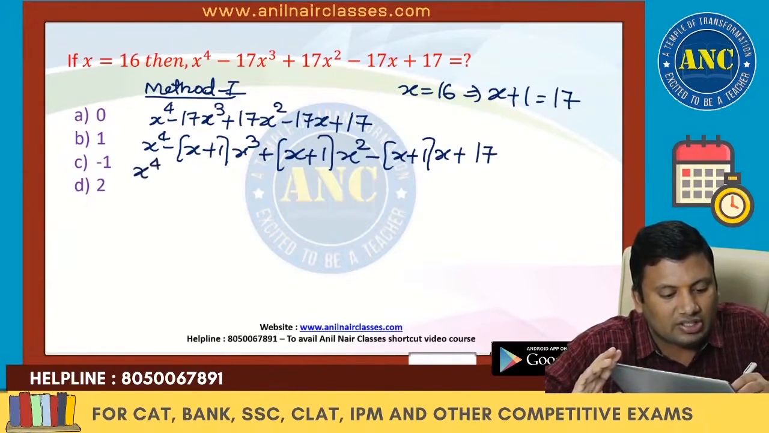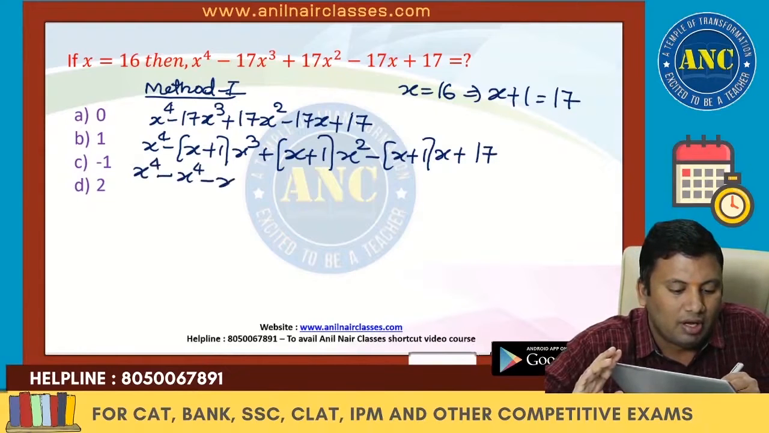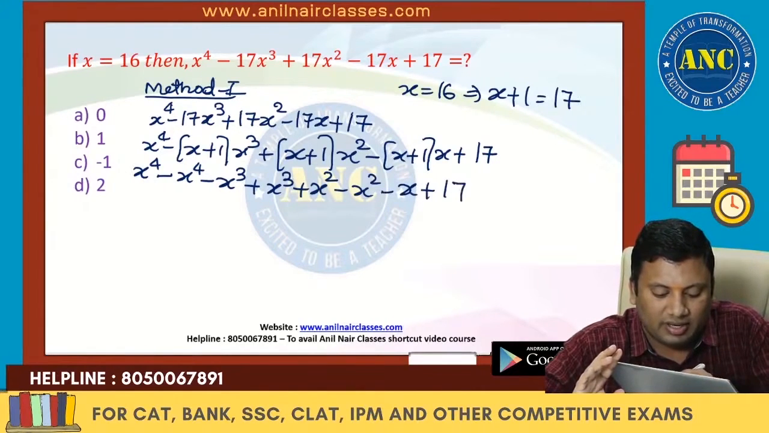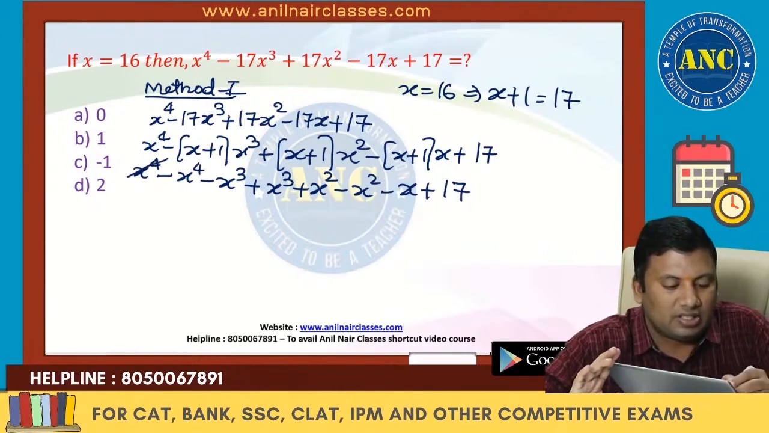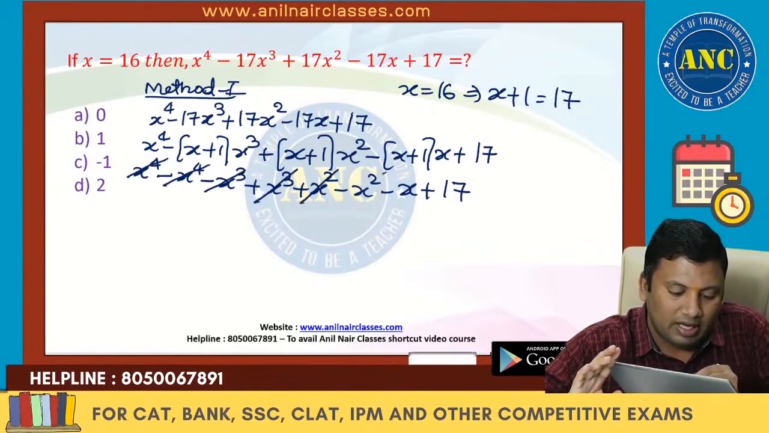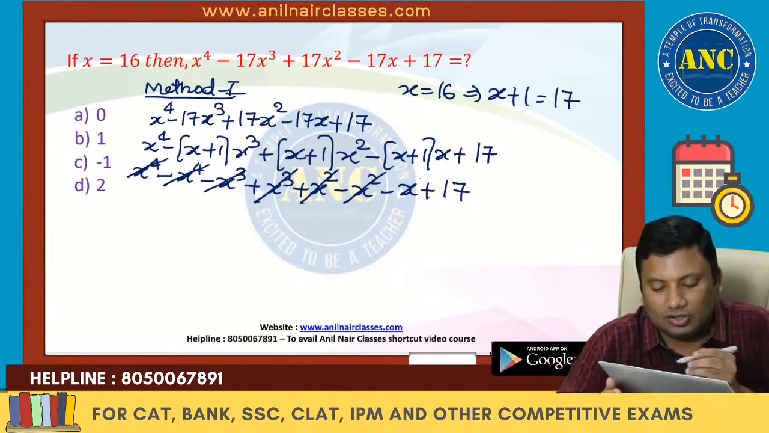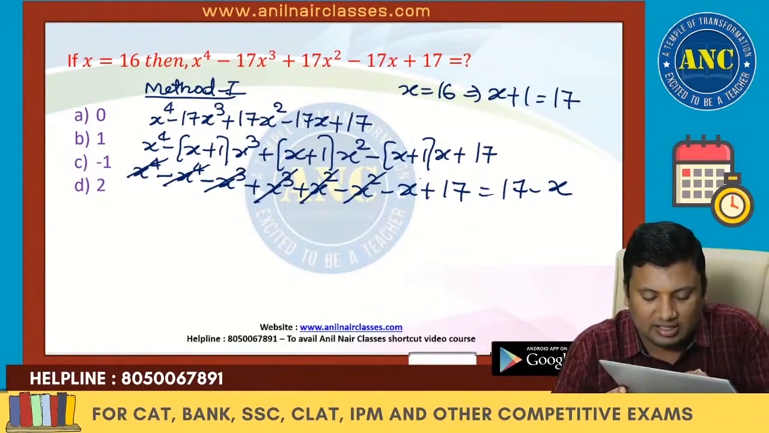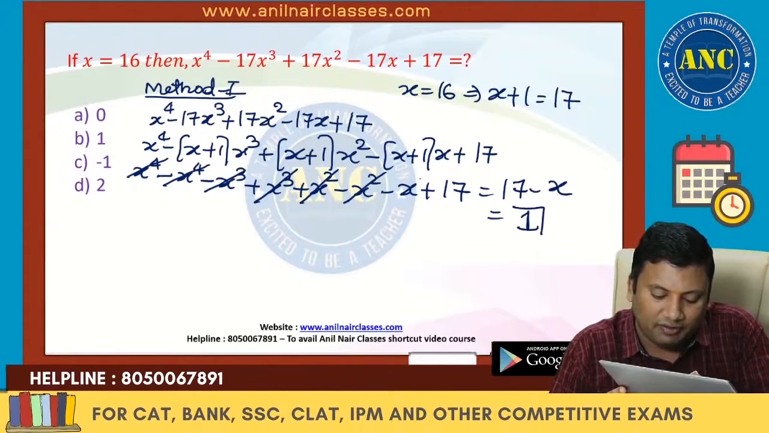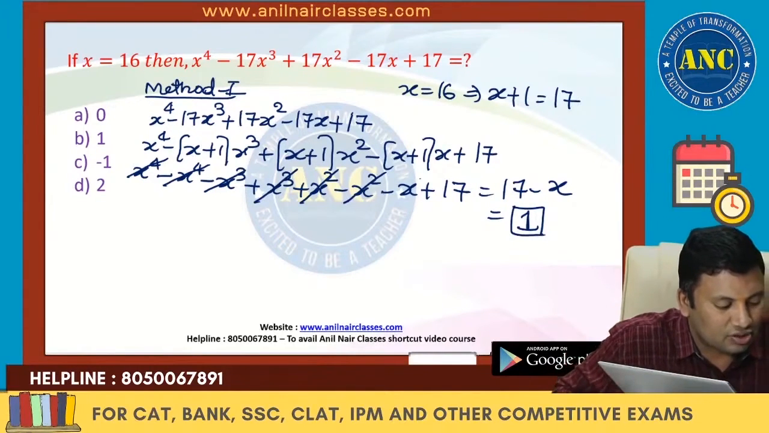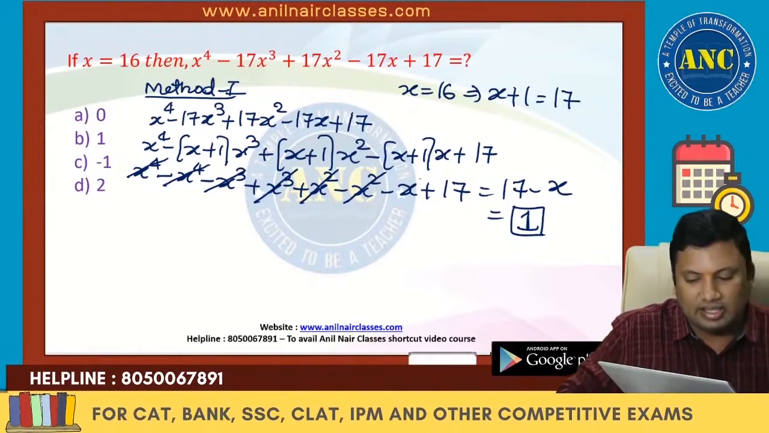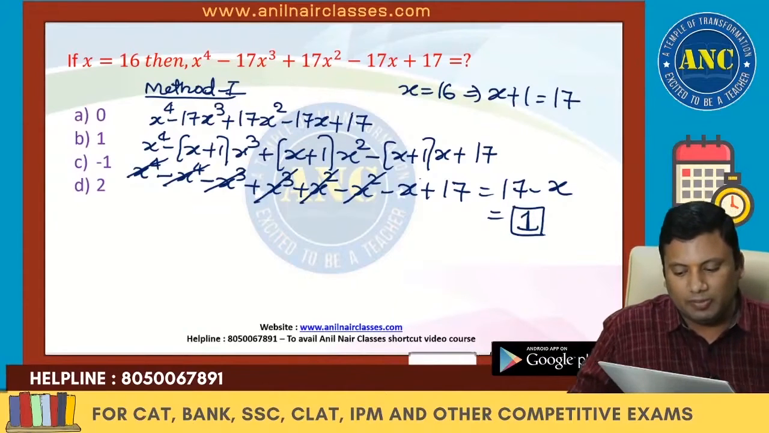These are nothing but x power 4 minus x power 4, minus x cube plus x cube, plus x square minus x square, minus x plus 17 minus x plus 17. Plus, minus, plus, minus cancelled. So what is remaining? 17 minus x is remaining. 17 minus 16. The answer for this question is 1. I hope the idea is clear. Wherever 17 is there, substitute x plus 1. This is method number 1.